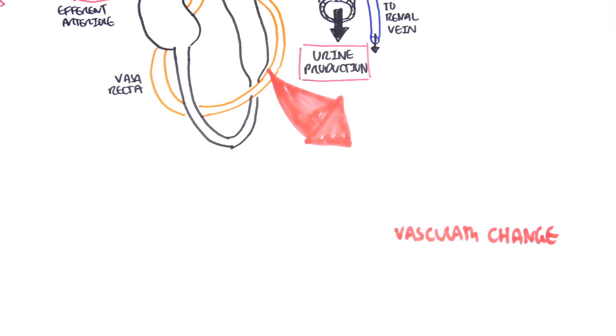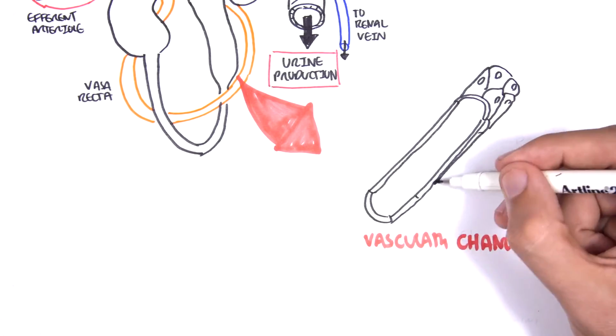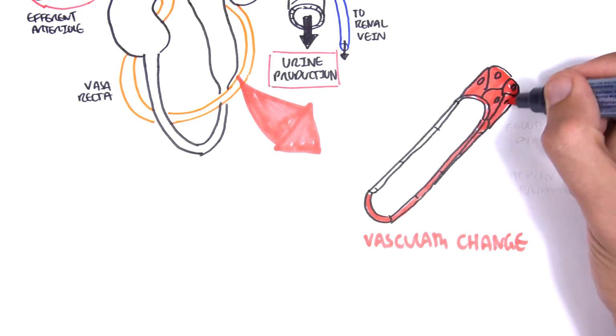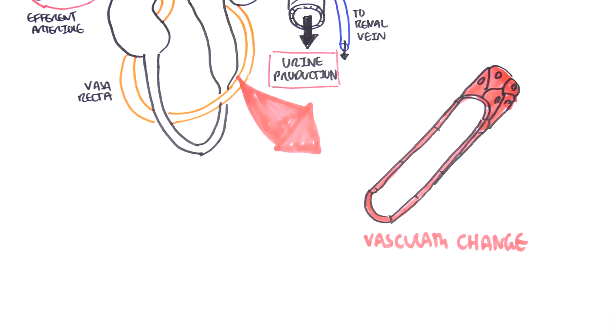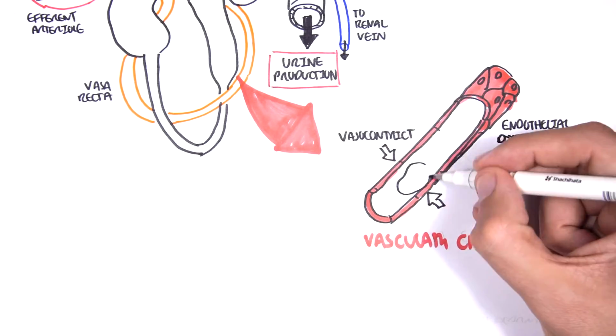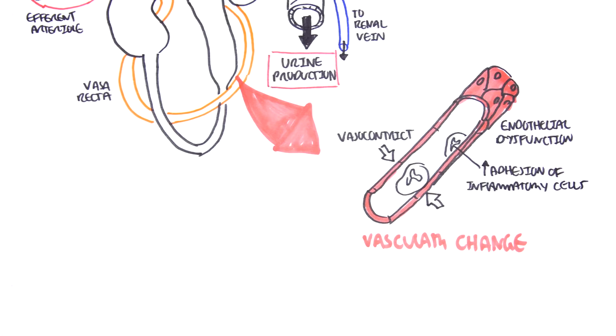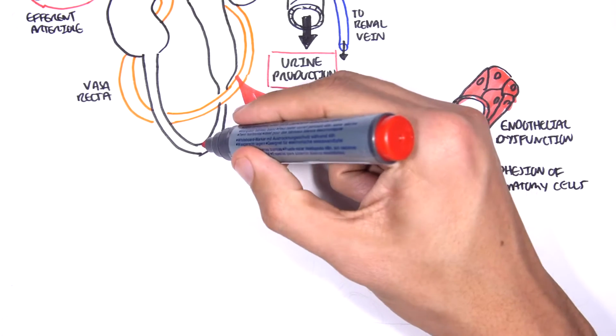The first is vascular change, where we see endothelial dysfunction, where we see vasoconstriction, particularly in the afferent arteriole, the arteriole coming into the nephron, as well as an increase in adhesion of inflammatory cells, such as neutrophils. And this will aggravate the problem. It will cause inflammation. The second change we see are tubular changes.